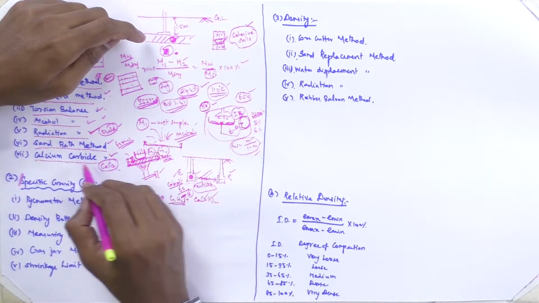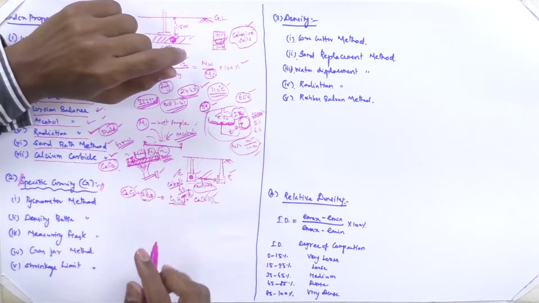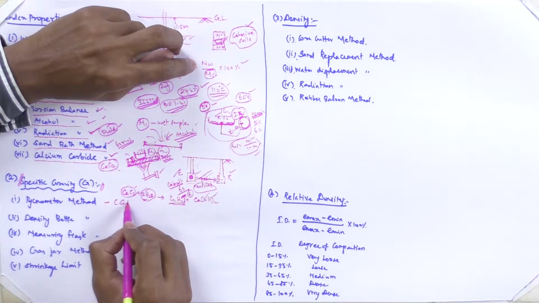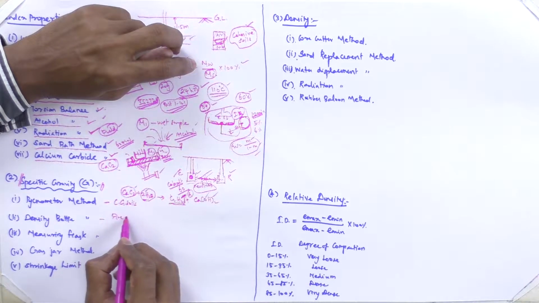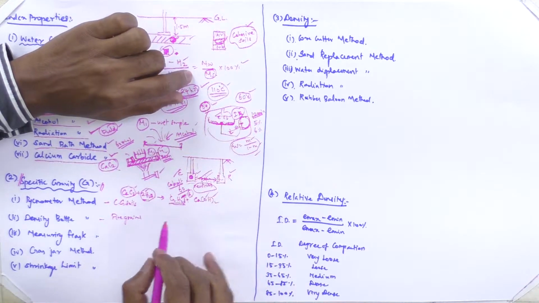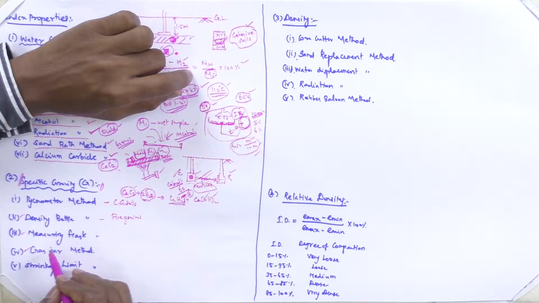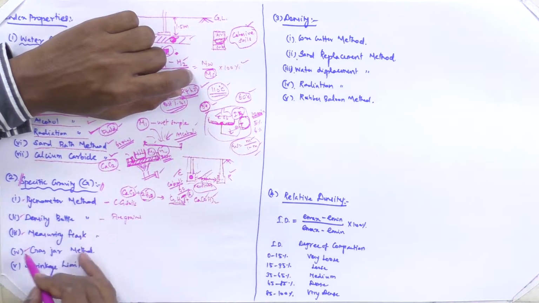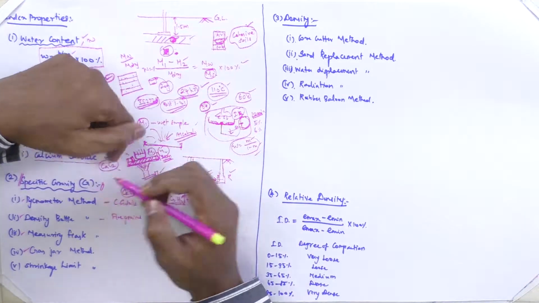Next, coming to specific gravity, it is a very easy test. This is for coarse grained soils, and this is for fine grained soils. Now I am going to explain. The density bottle, measuring flask and glass jar methods are the same, including the pycnometer; all follow the same method to find the specific gravity value.